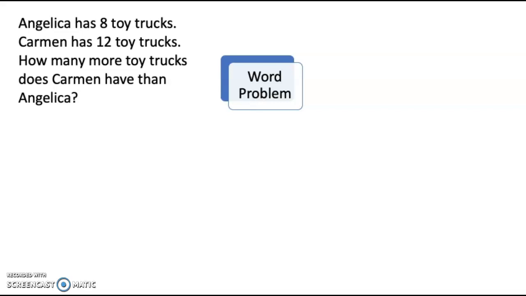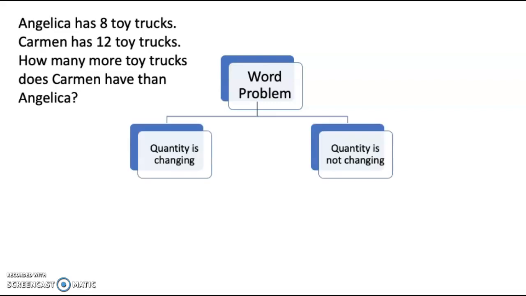Angelica has 8 toy trucks. Carmen has 12 toy trucks. How many more toy trucks does Carmen have than Angelica? The first thing we need to do is determine if a quantity is changing or not.